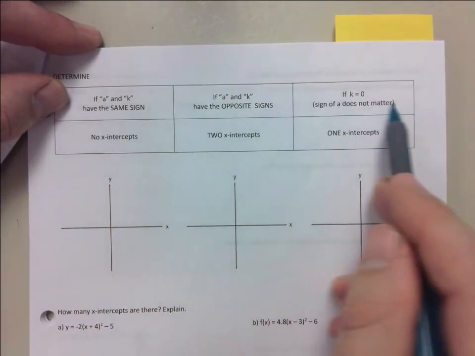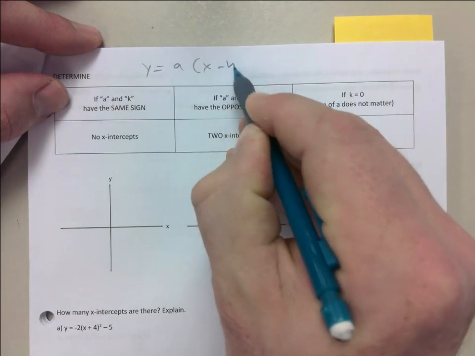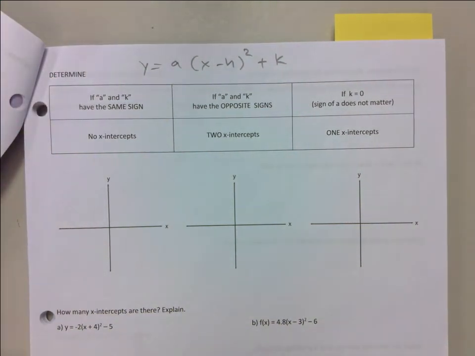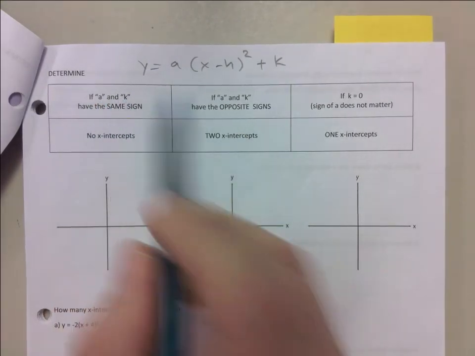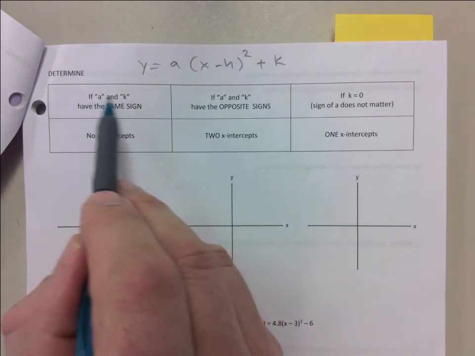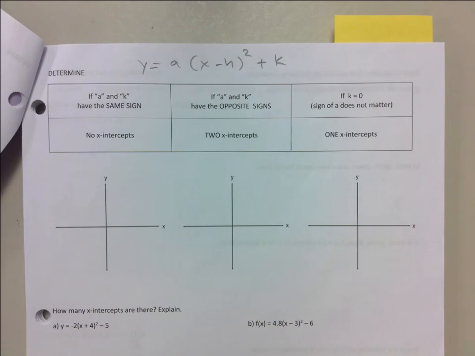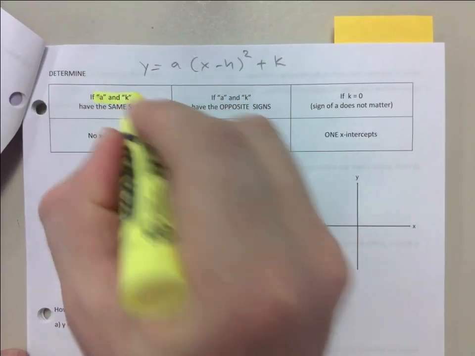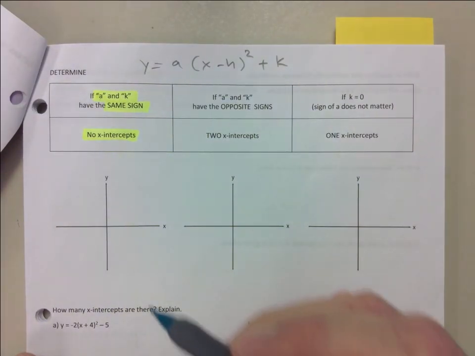And one more time, because right now you don't see the vertex form, I'm just going to show you one more time. That's what I'm referring to, the vertex form. When it comes to the number of x-intercepts, you were looking at A and K the whole time, right? So if A and K have the same sign, no x-intercepts. You're not going to have them.